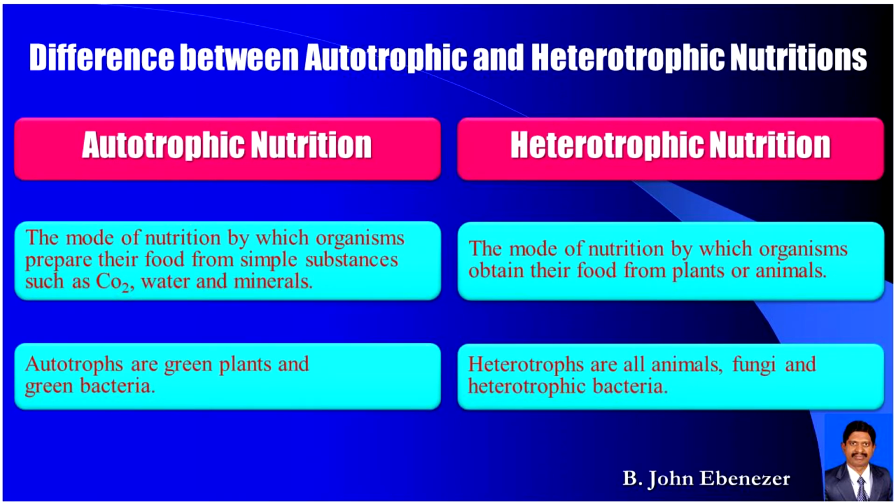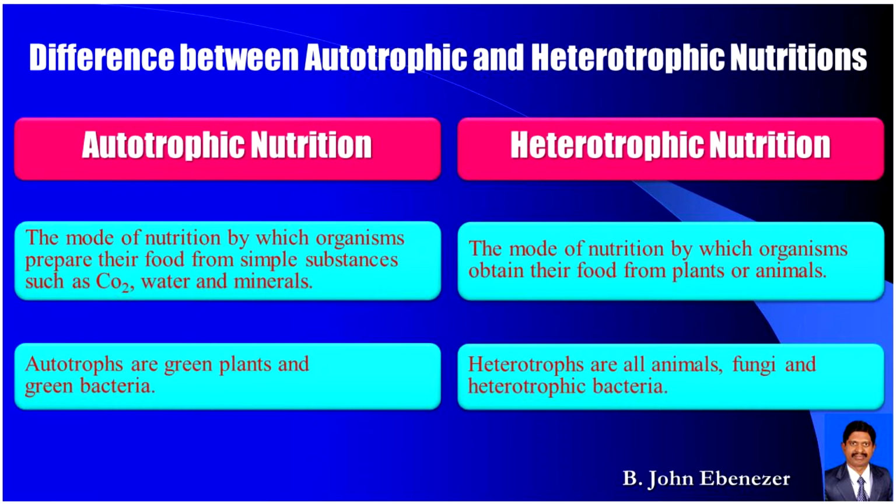Difference between autotrophic and heterotrophic nutrition. Autotrophic nutrition. The mode of nutrition by which organisms prepare their food from simple substances such as carbon dioxide, water, and minerals. Autotrophs are green plants and green bacteria.